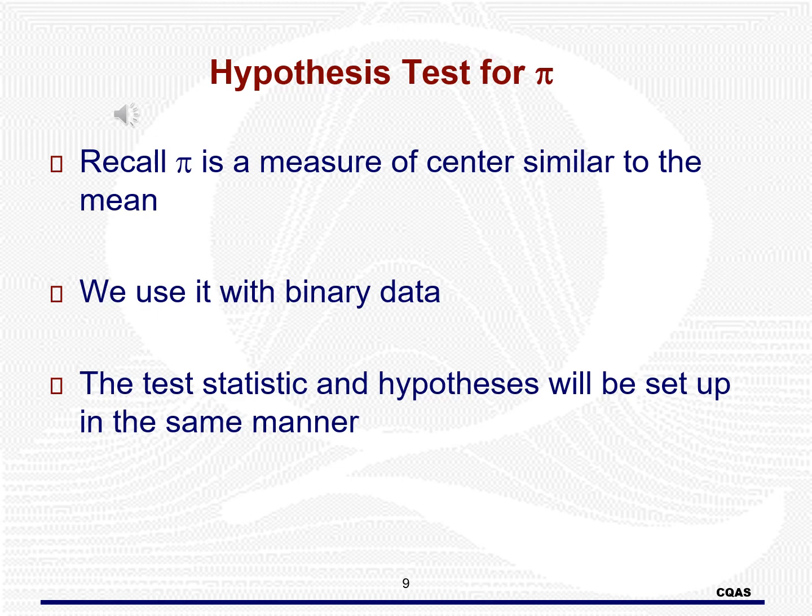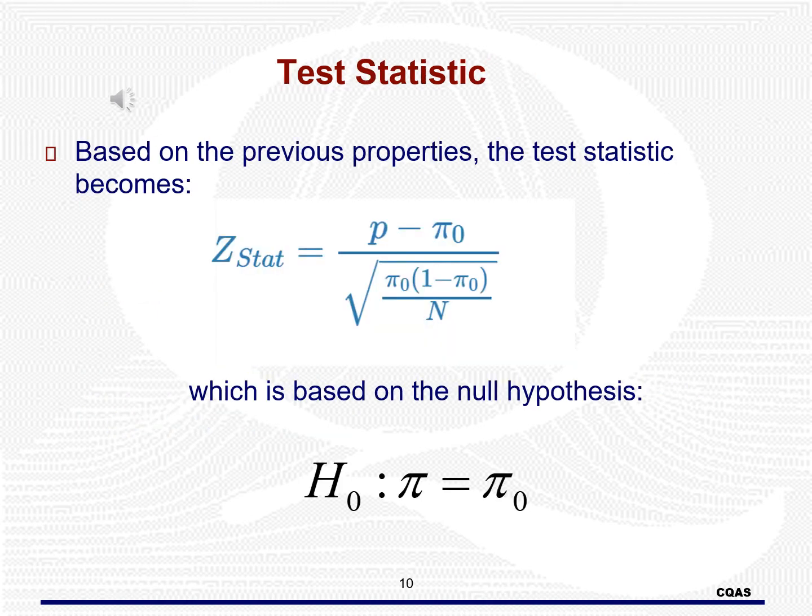Let's first look at the test statistic. Since the sampling distribution comes from a normal distribution, we can create the test statistic based on the z-test. This test statistic for this situation is given in the slide. Notice that it is very similar to the test statistic for the mean. We use this test statistic to test the null hypothesis that pi is equal to some specific value, pi naught.